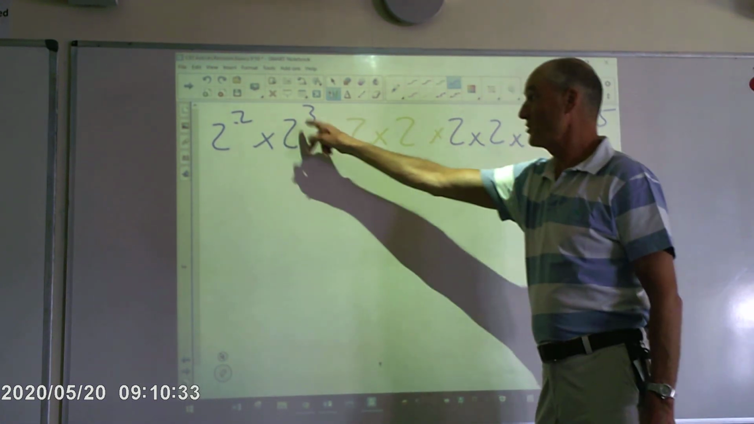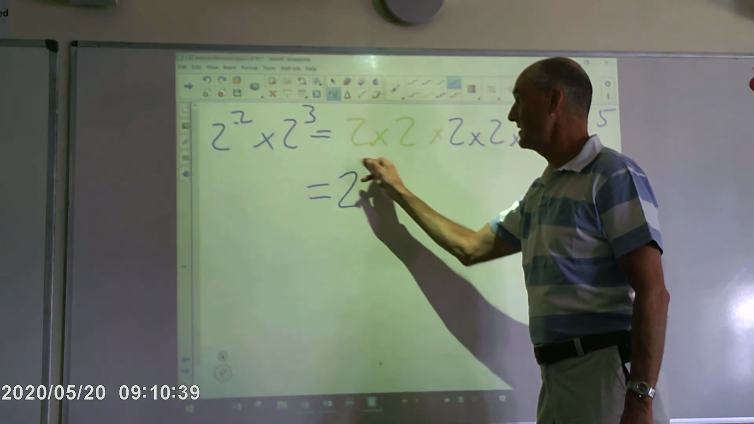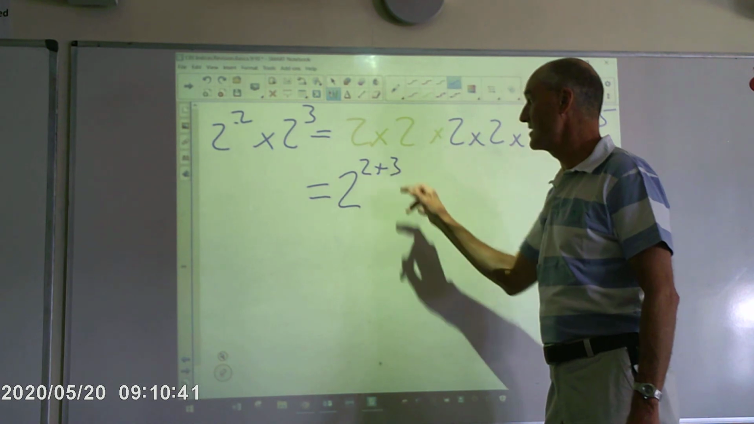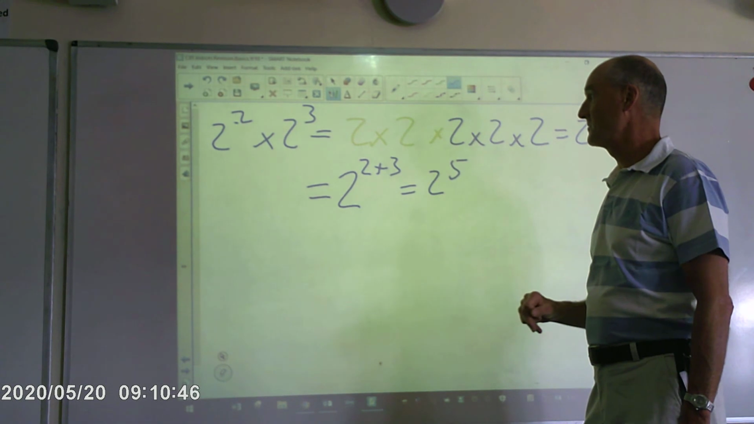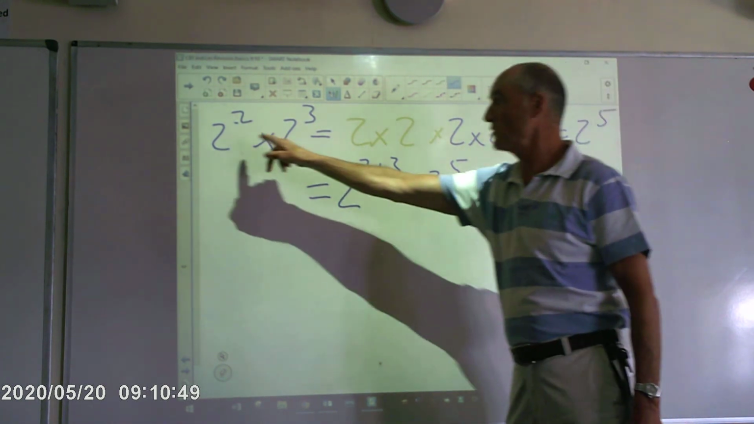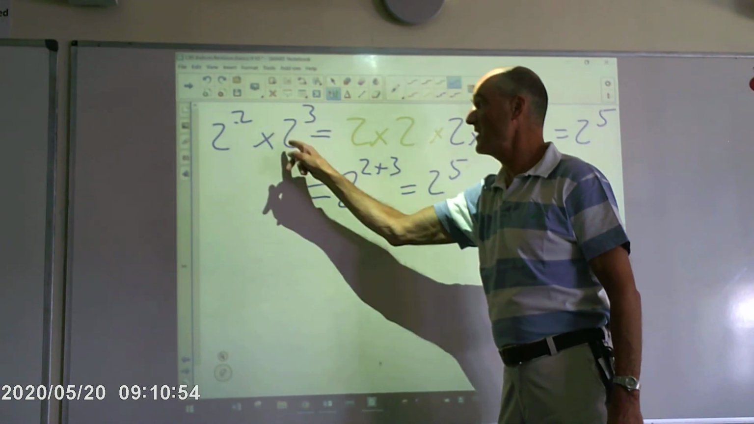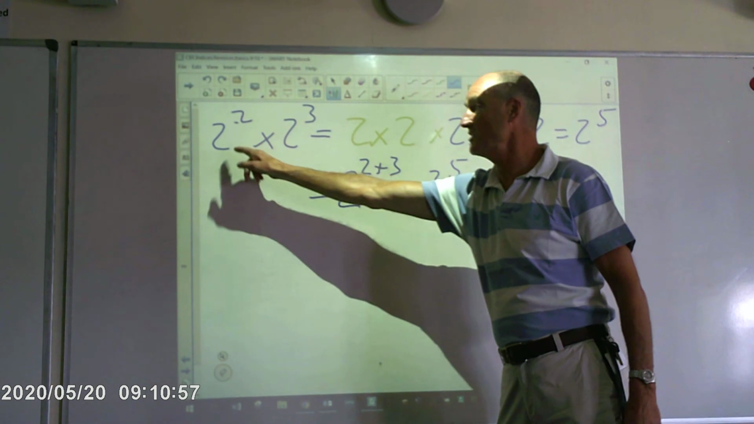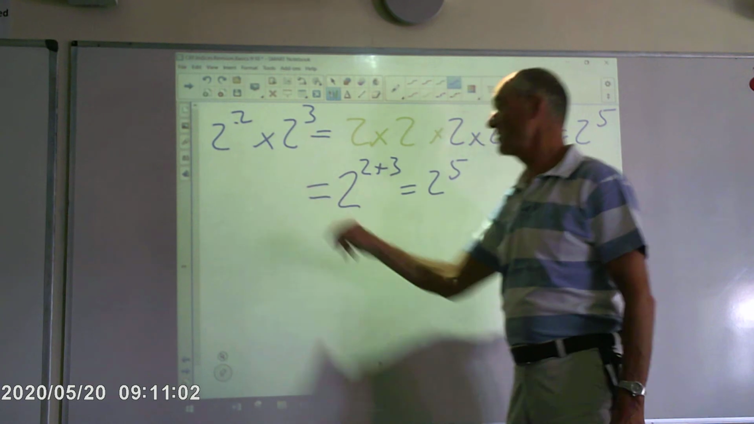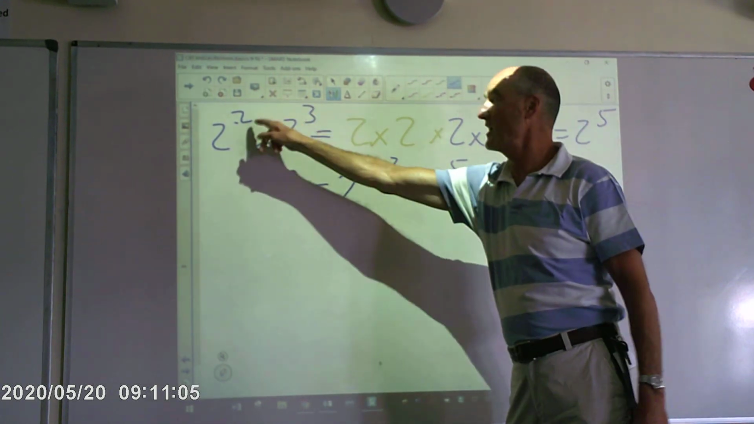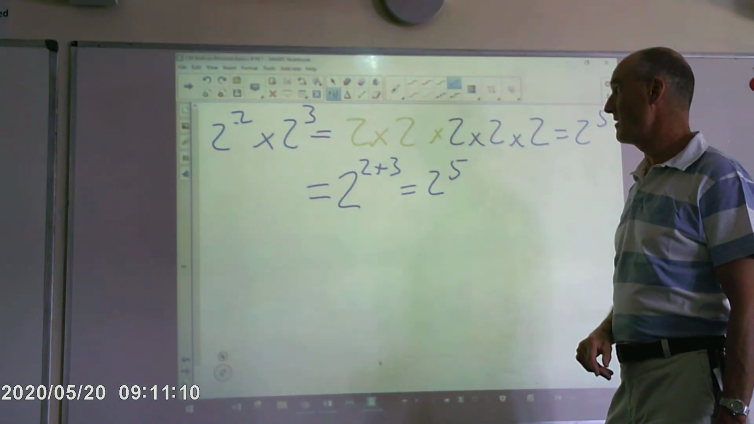So 2 squared times 2 cubed is the same as 2, and then 2 plus 3 with the powers. 2 to the power of 5. So that is our general rule. If you've got the same thing raised to different powers but multiplied together, so in this case the same thing is that 2, raised to the power of 2, raised to the power of 3, multiplied together, just add those powers, add those indices together, and you get in this case 2 to the power of 5.